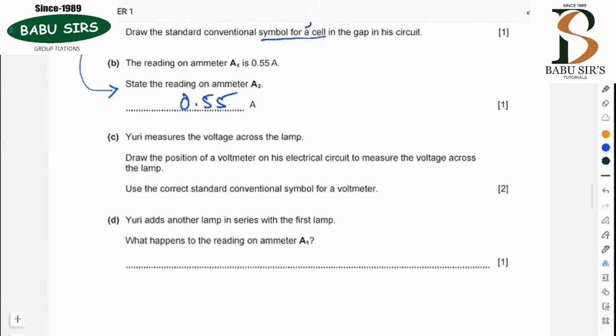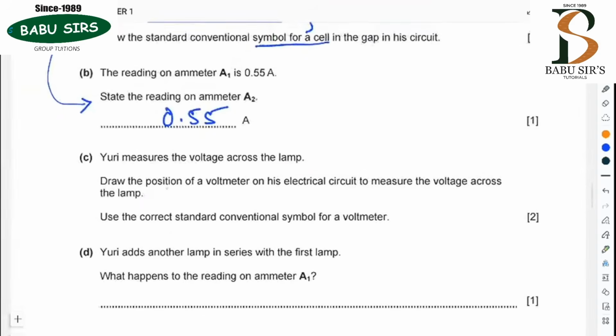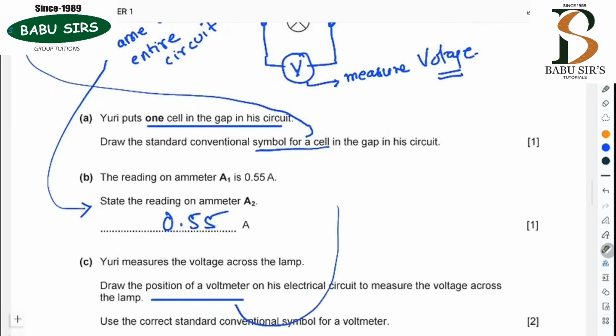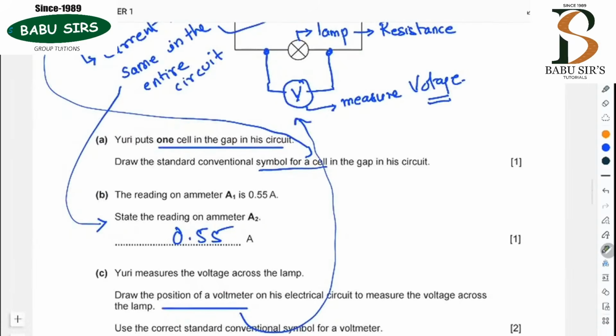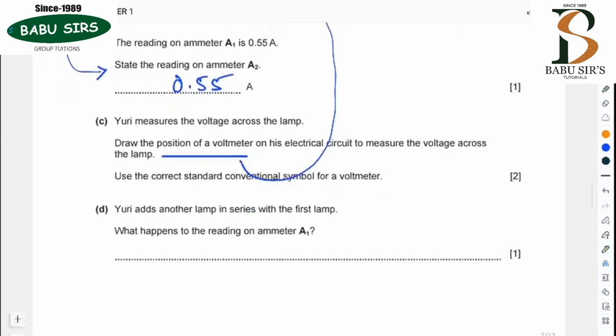Next is, Uree measures the voltage across the lamp. Draw the position of the voltmeter. So we have already drawn it here. And I have explained you how to draw the voltmeter. Use correct standard convention symbols. So symbol V that you have already written there, and also the starting and ending point we have drawn there. Last one is, Uree adds another lamp. Now what will happen if there is already one lamp here? So if you add one more lamp here, the resistance will increase.